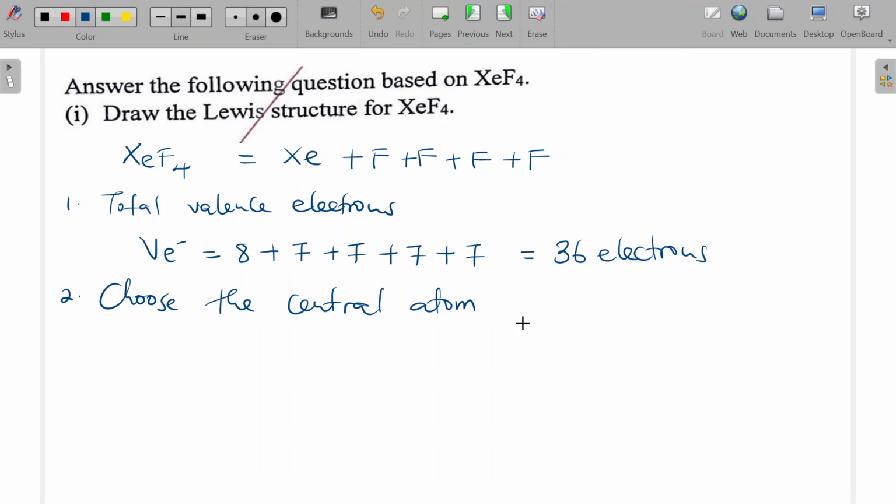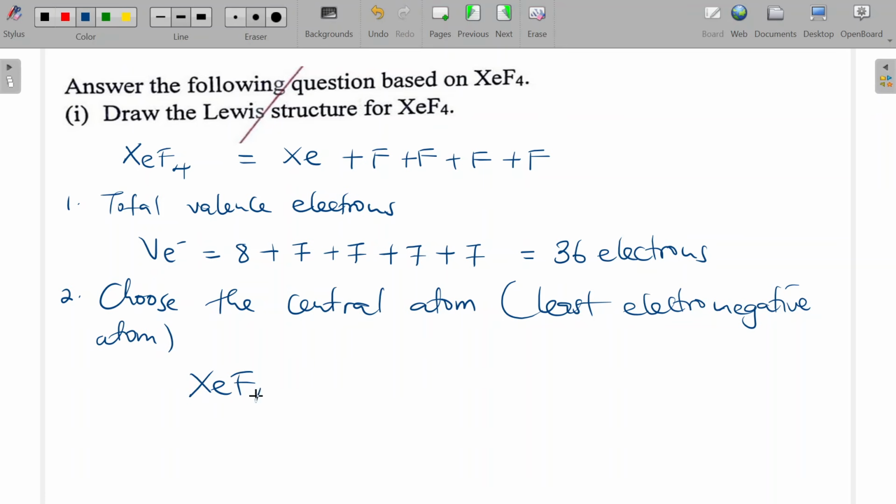Okay, it is the one with the least electronegativity. So, of the two, the least electronegative. So of the xenon and fluorine, which one is the least electronegative? Xenon. Okay, so you get the xenon. That will be your central atom.